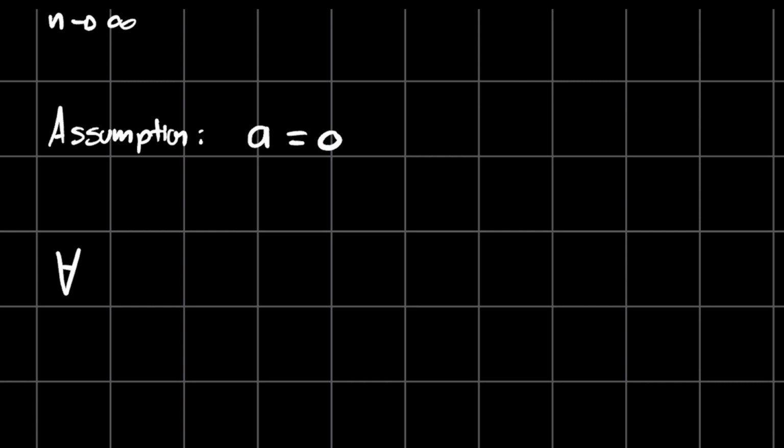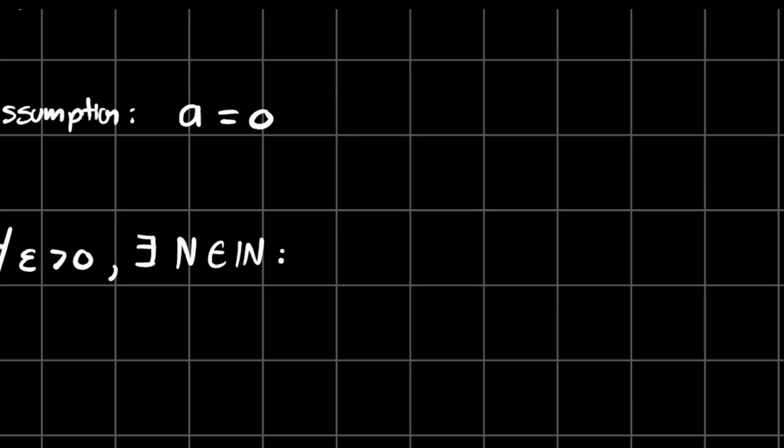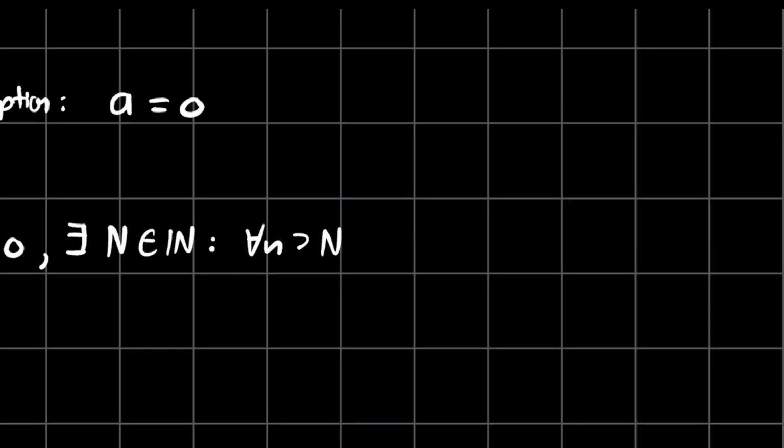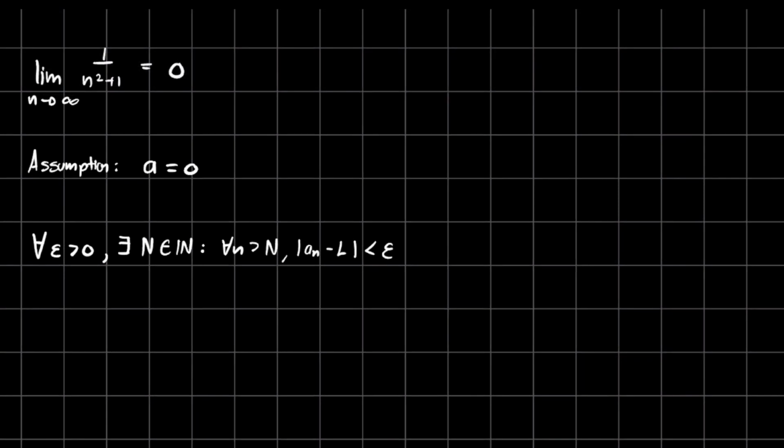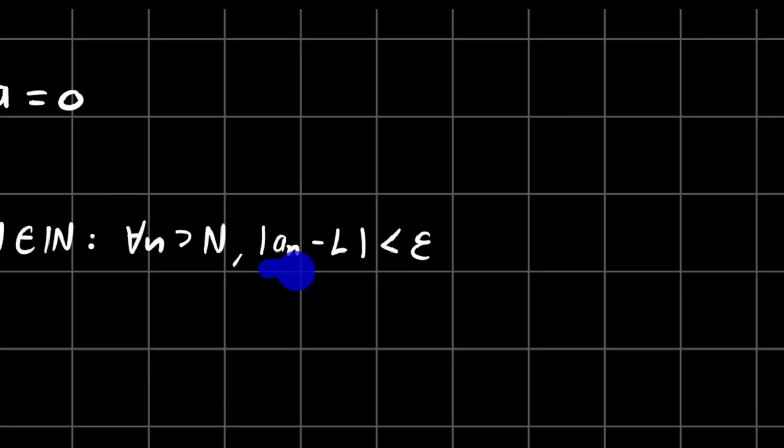For all epsilon greater than 0, there exists a number n within the natural numbers, such that all small n's greater than n satisfy that a of n minus L is lower than epsilon. So what we want to basically prove is this thing here.